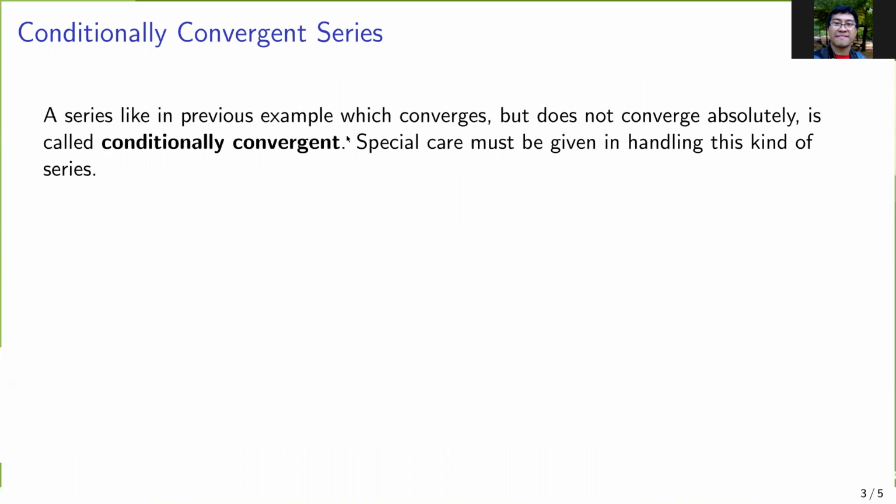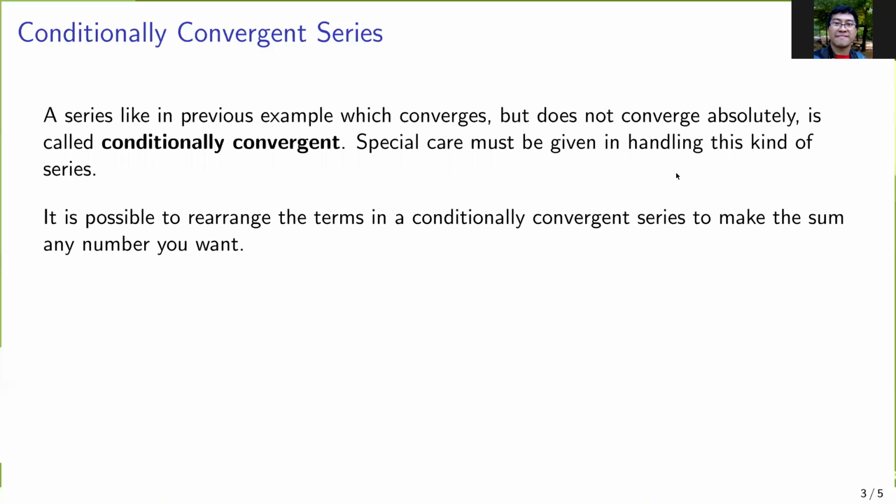A series like the one in the previous example, which converges but does not converge absolutely, is called conditionally convergent. In this case, we must be careful in handling this kind of series. One reason is that it is possible to rearrange the terms of a conditionally convergent series and make the sum any number that you want.